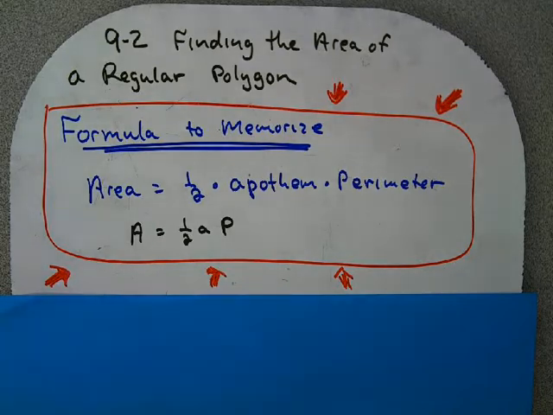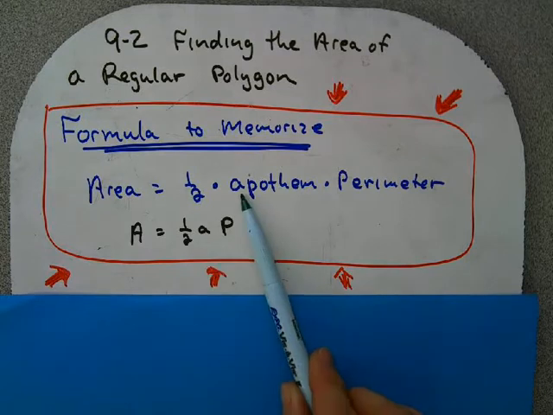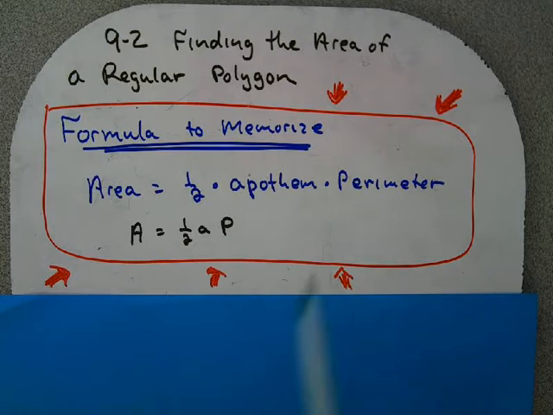Welcome to Klein's Geometry. Today we're going to talk about how to find the area of a regular polygon, lesson 9-2. We are going to look at first the formula to memorize, which is right here, and you folks need to write that down in your notebook right now. Big deal, we're going to use that quite a bit. Area equals 1/2 apothem times perimeter. And you will see it written this way, and you know A stands for the apothem and P stands for the perimeter. So pause the video right now and write that down.